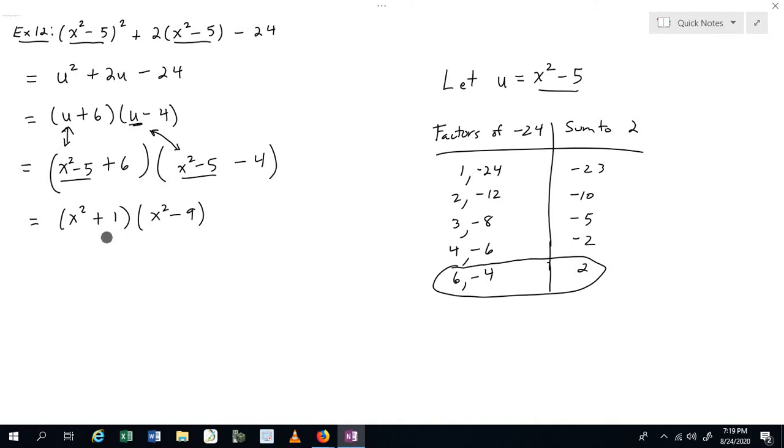Now notice that this is the product of two binomials. This first binomial is the sum of squares, and remember, the sum of squares does not factor. So this does not factor. But this one does, because it's the difference of squares. So let's factor that. I'm going to put that down here.